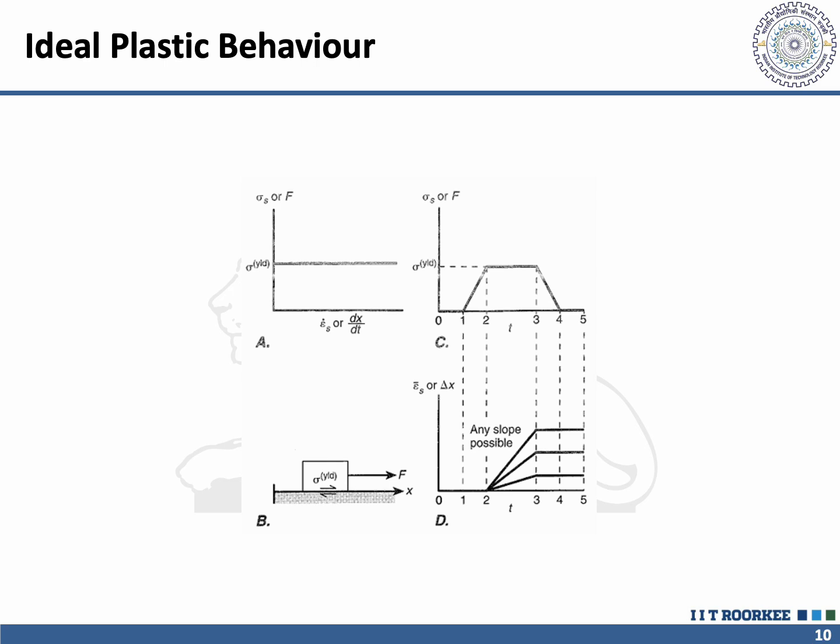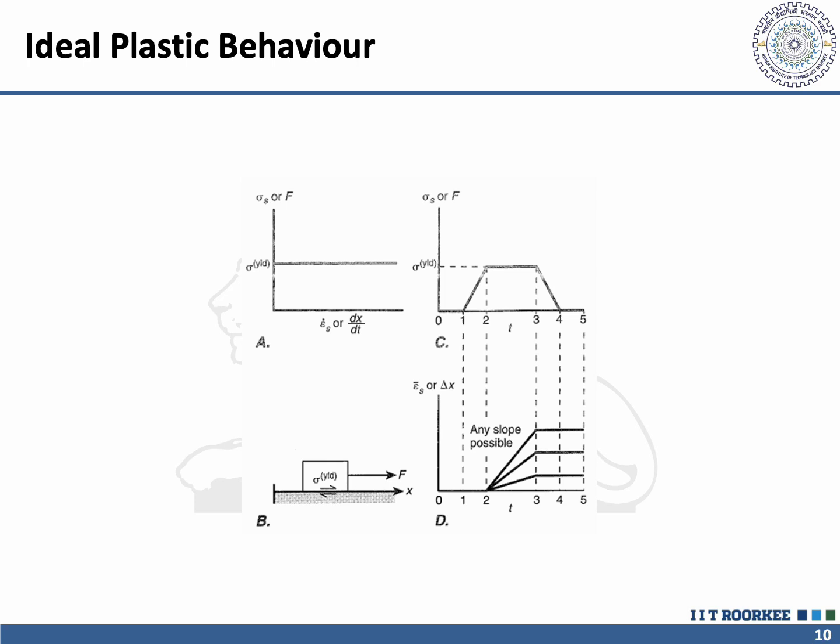In figure C, we have how the stress is applied over time. It initially increases linearly from 0 to 2, held constant at sigma yield for 2 to 3 seconds, and then it decreases back to 0 in 3 to 5 seconds. And in D, it shows the material's response to the applied stress.